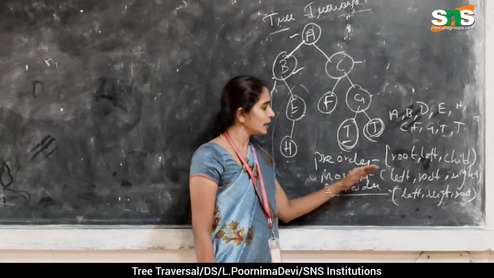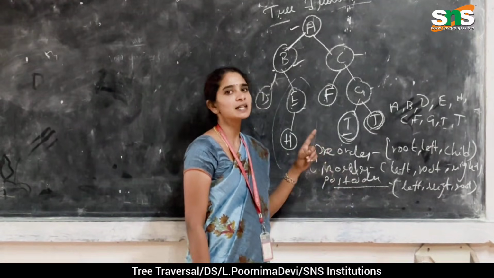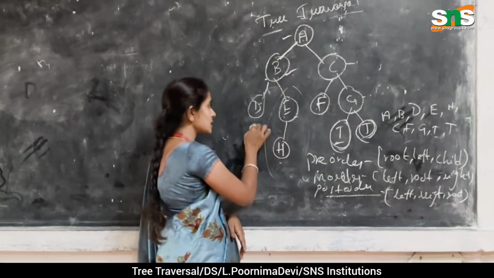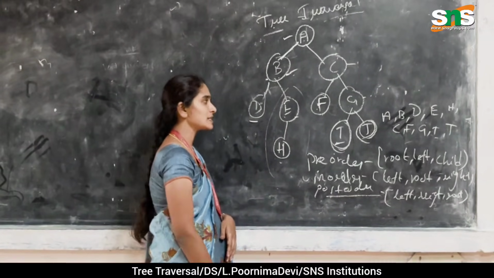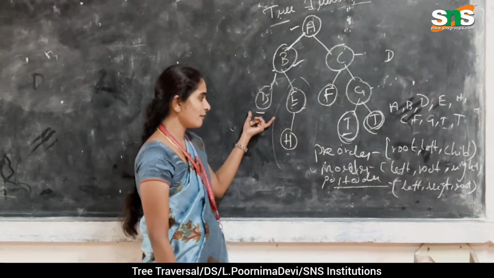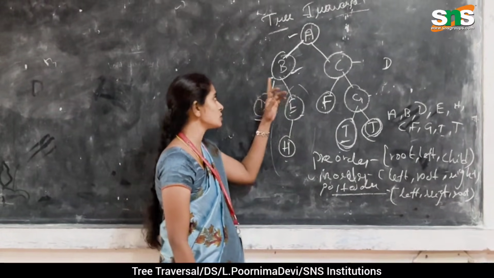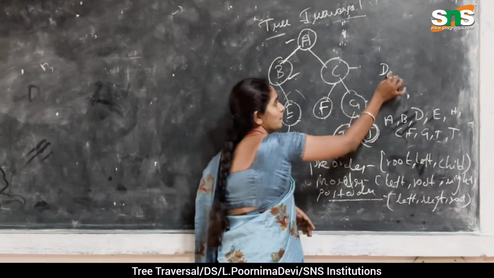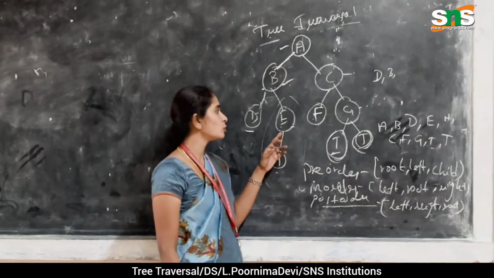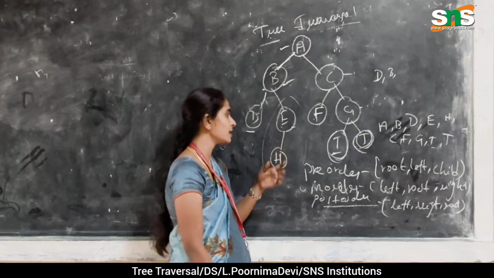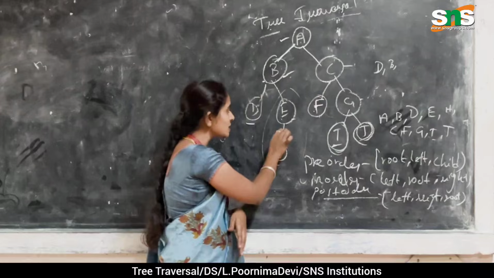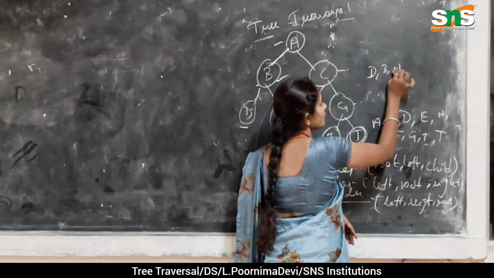In inorder we first visit the left child node. What is the left child node here? It is D. D is the leftmost child node. After left, we visit the root. What is the root value? B. After visiting the root, we visit the right child. In this right side, we already have the leftmost child, H, and then the value of E.